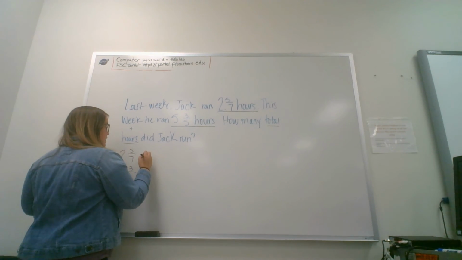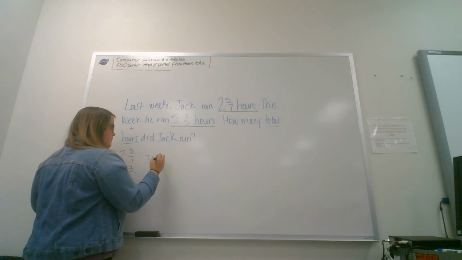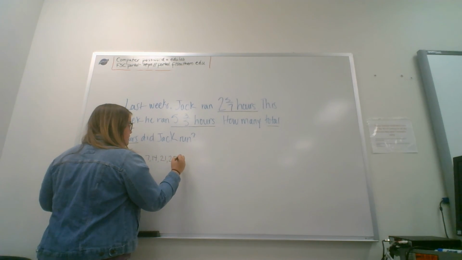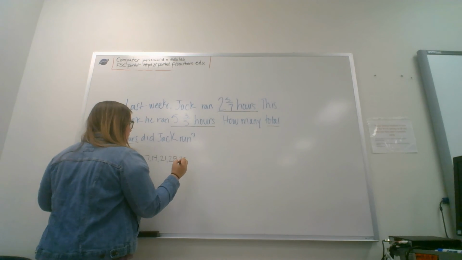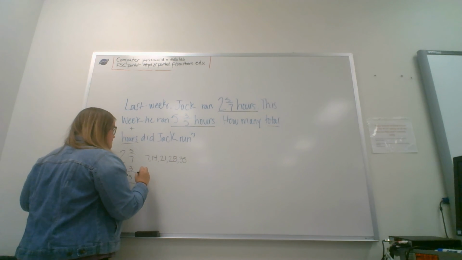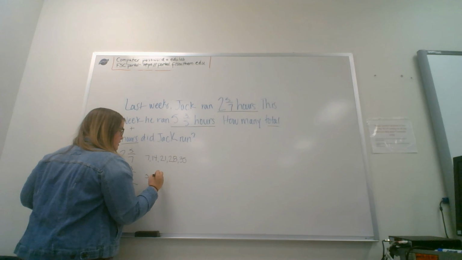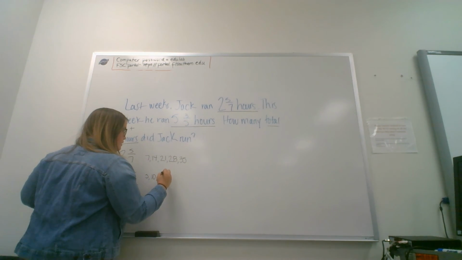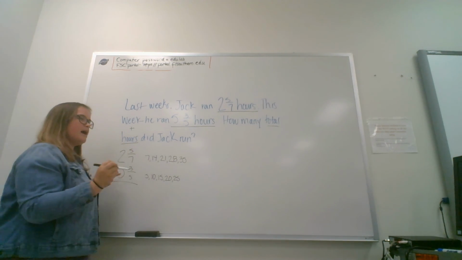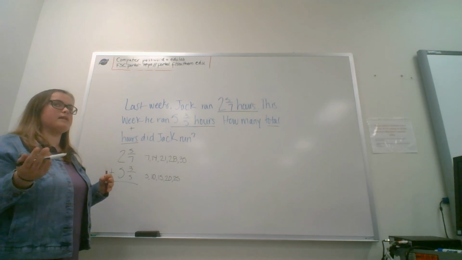Alright, 7 times 1 is 7. 7 times 2, 14. 7 times 3, 21. 7 times 4, 28. And 7 times 5, 35. Good job. So since we have 5 there, we're going to do the exact same thing with our other fraction. So 5 times 1 is 5. 5 times 2 is 10. Times 3, 15. Times 4, 20. Times 5, 25. But do we have a common multiple for this? Not yet. So we have to keep going in order to get the right one.